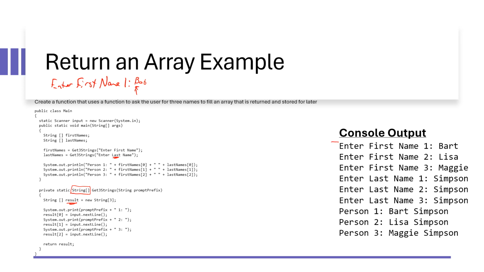And what we can see over here is the input. So this is me calling the method the first time. Enter first name 1, Bart. 2, Lisa. 3, Maggie. Enter last name 1, Simpson. Last name 2, Simpson. Last name 3, Simpson. And then when I display them, person 1, Bart Simpson. Lisa Simpson. Maggie Simpson. So we get all 3 of the values here.